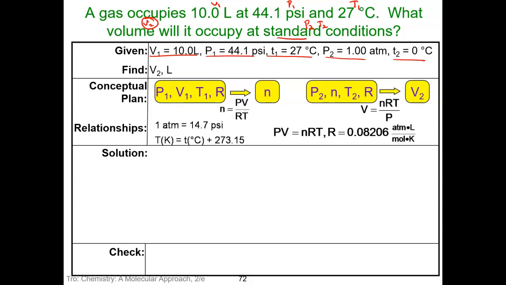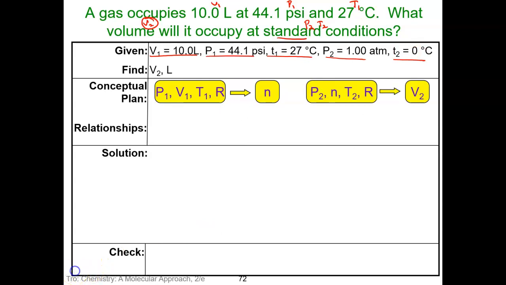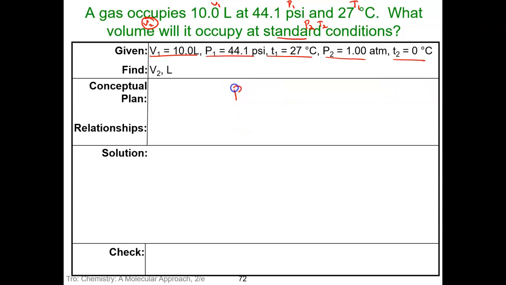Okay, so if we have PV equals nRT, we've got P's, V's, and T's here, right? So we've got 2 V's, 2 P's, 2 T's. So, oops, let me write this here.